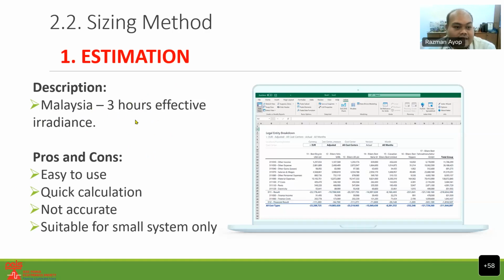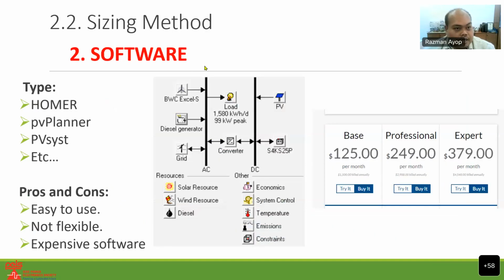Okay, the advantage of using estimation is that it is easy to use. You can just use Excel for a quick and simple calculation. But the problem is it's not too accurate, and it's only suitable for small systems. If you use this for a large system, it will not be accurate and you can lose a lot of money. Okay. So the second method is using software.